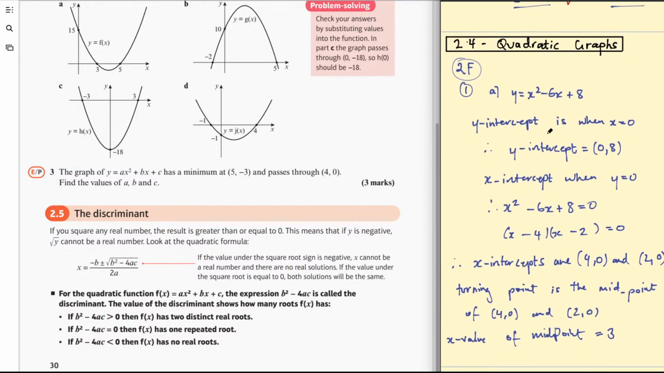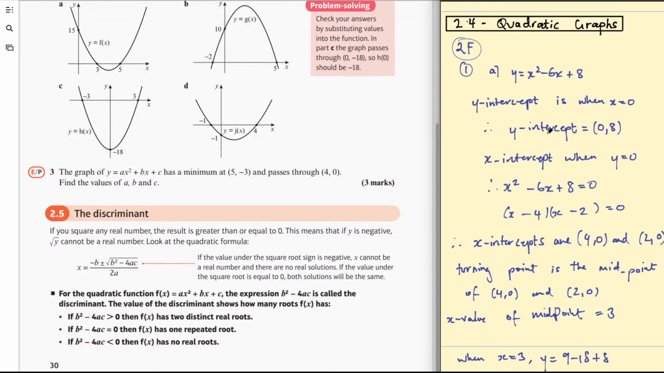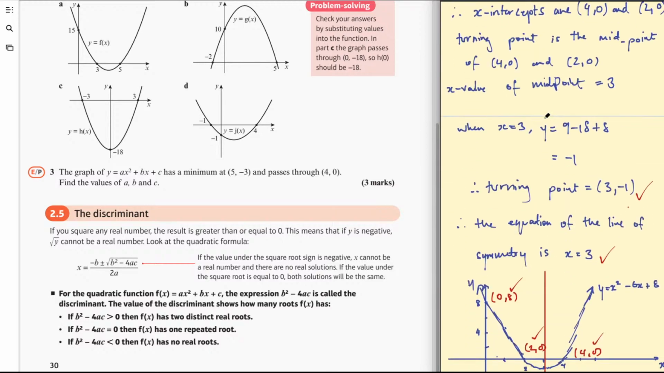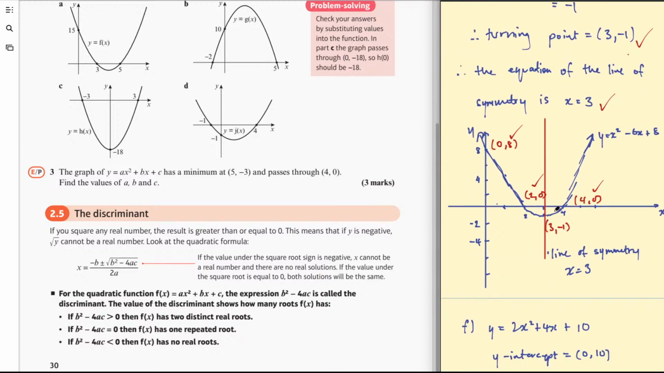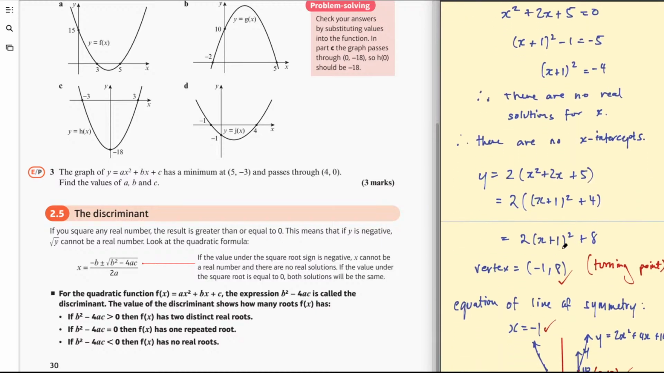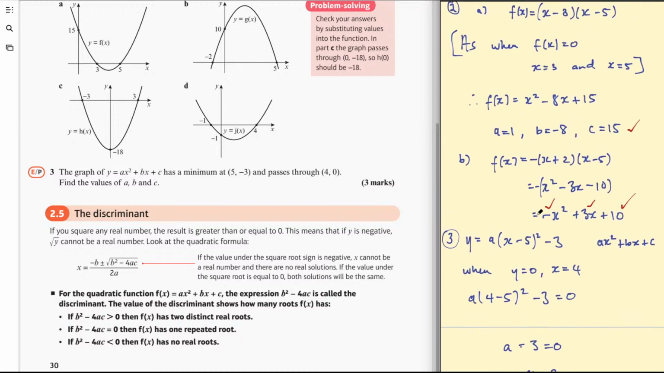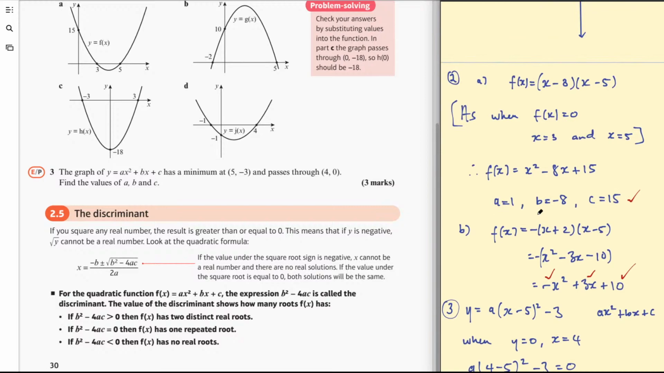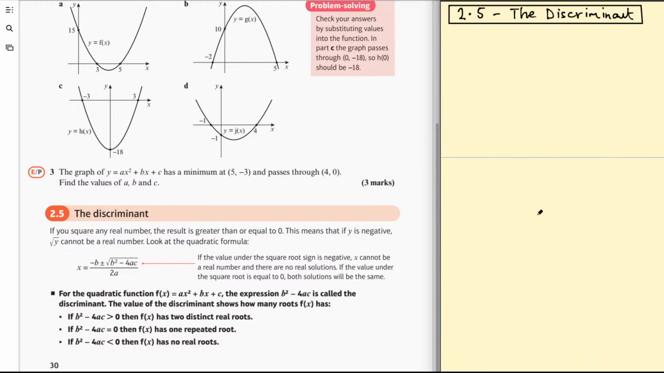So we talked about solving problems with functions. We looked at quadratic graphs, so graphing quadratic functions, finding the turning point, the x-intercepts, the y-intercept, and then graphing it, and the line of symmetry. And did a couple of problem solving questions, and the next live stream will be on the discriminant.